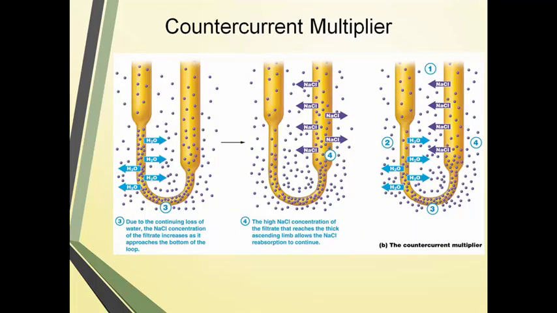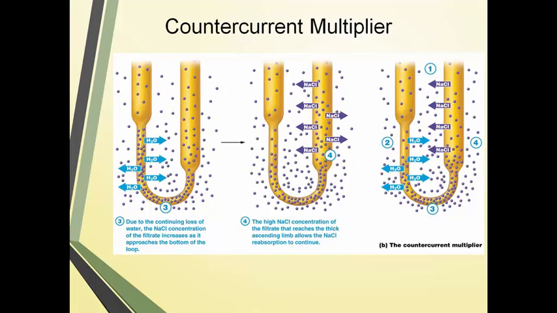Then there's more and more water loss as we pass around the loop, so the concentration of the filtrate increases as it approaches the bottom of the loop. And the higher sodium concentration of the filtrate now reaches the thick ascending portion of the nephron loop, and more and more sodium then is reabsorbed from that. So again, it's countercurrent. You see in every figure steps 2, 3, 4, and the exchange between the thin and the thick segment.